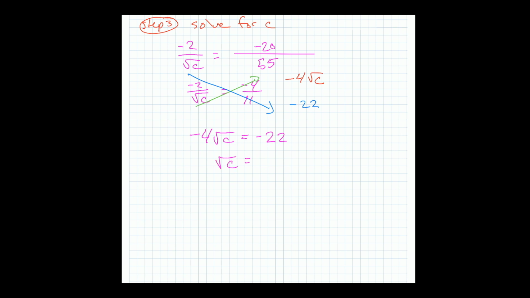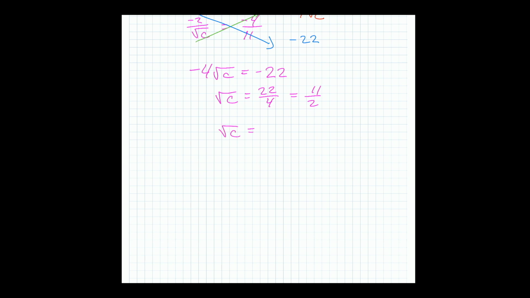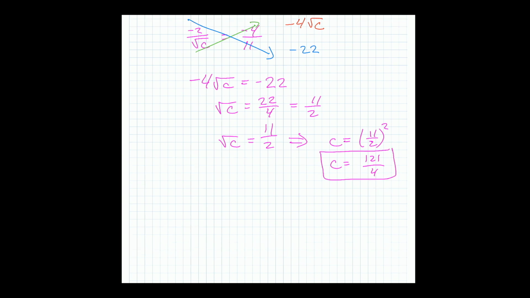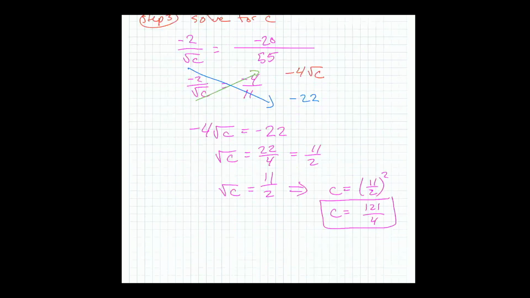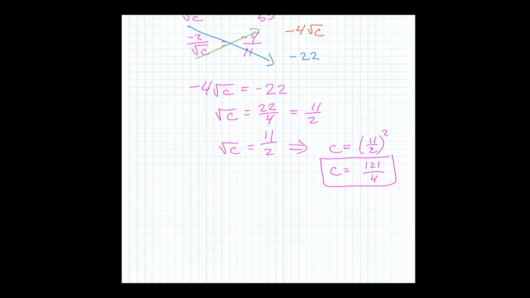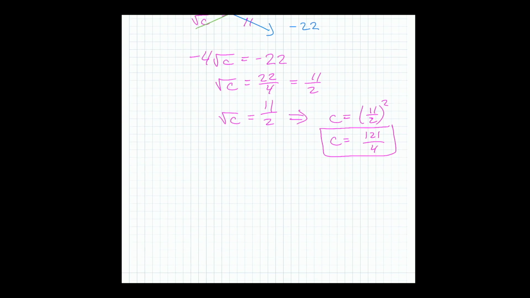Square root c is going to be 22 over 4, which is 11 over 2. Square both sides, c is going to be 11 over 2 squared, which is 121 over 4. And that must be in the interval, or I made a mistake. You can punch that into a calculator and see that it's in between 9 and 64.